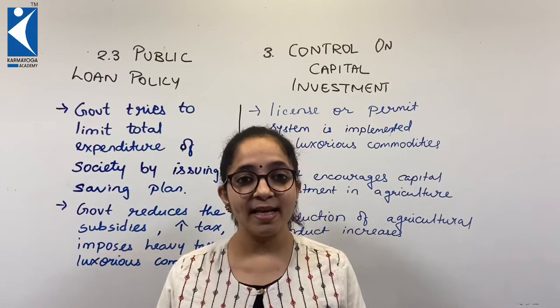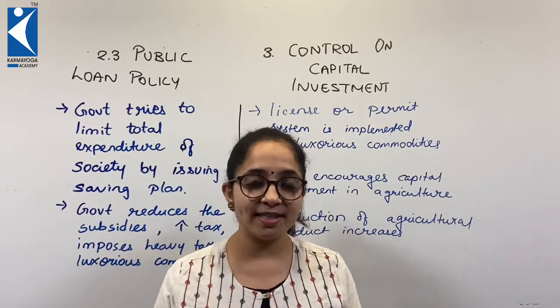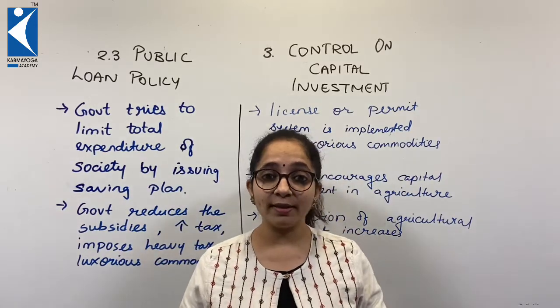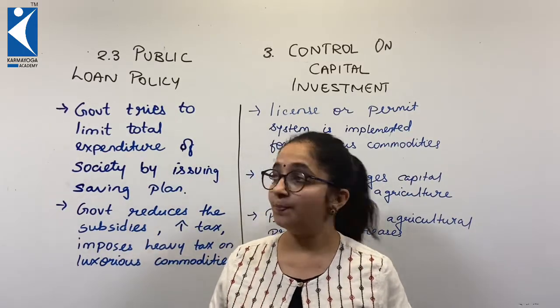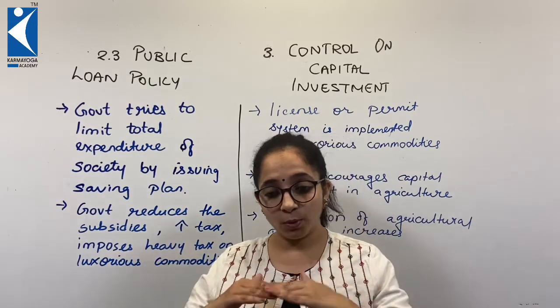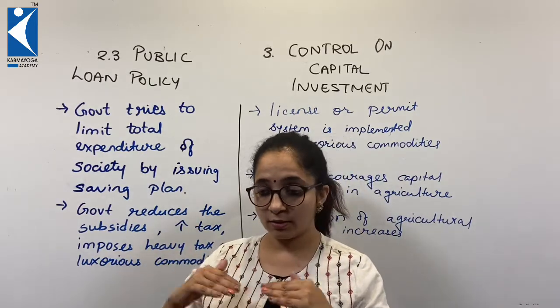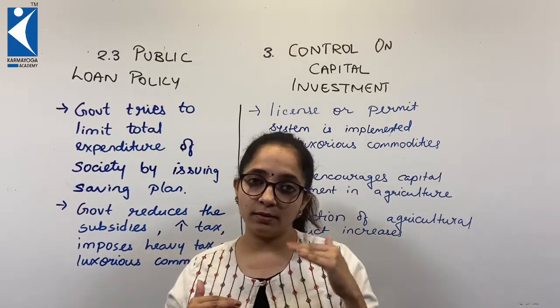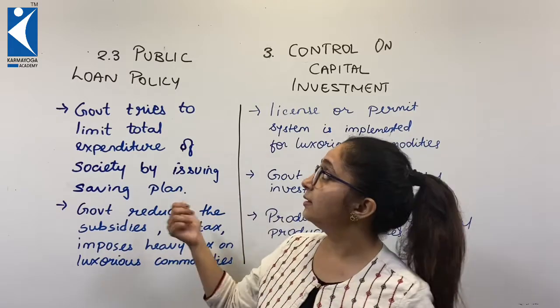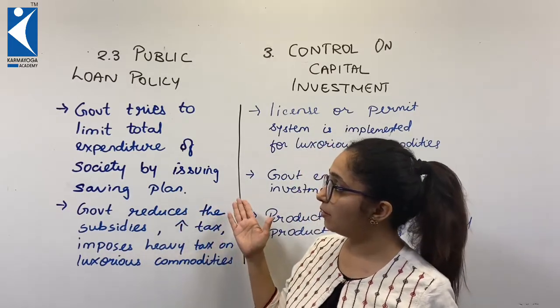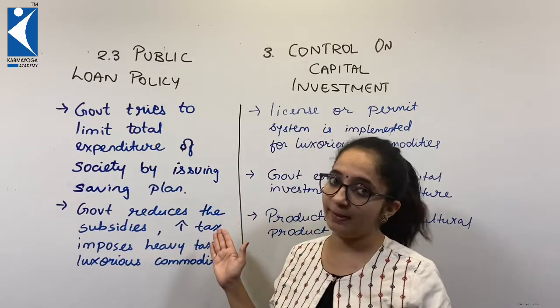Hello students, let us understand other measures taken up by government. So the first one was monetary measure, the one that RBI had looked into. Then we understood the fiscal measure, wherein we now know that the government tries to reduce expenditure and increase the tax. This is a part of it only, a public loan policy. It means that here government tries to restrict our expenses.